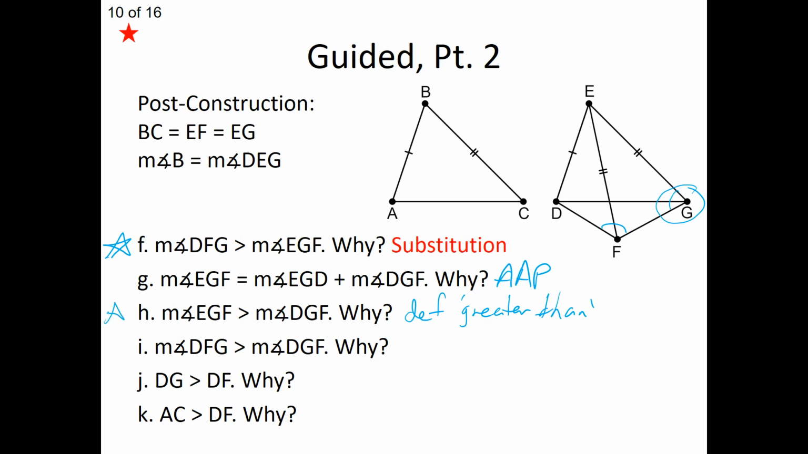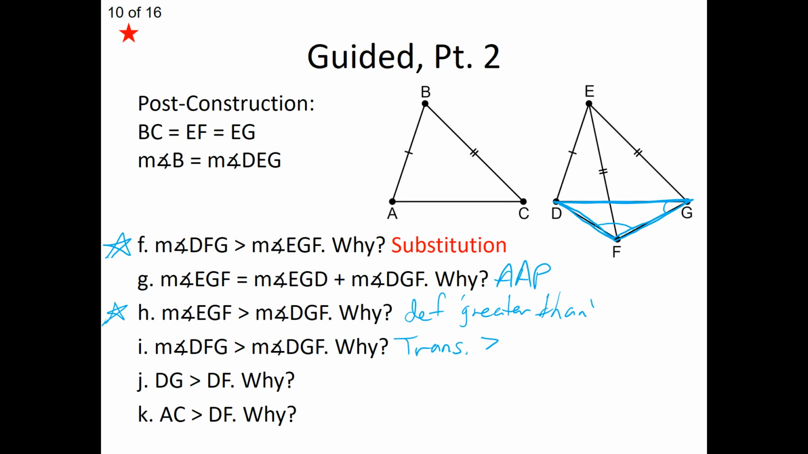Take a look at step F and step H. We can put those two statements together, because remember where our focus is. Our focus is we wanted to move to this triangle here, DGF. I wanted to show that angle DFG is greater than angle DGF, and I can do that now. In step F, DFG is greater than EGF, and in step H, EGF is greater than DGF. That means I can claim that angle DFG is greater than angle DGF, and why? That's our transitivity of greater than.